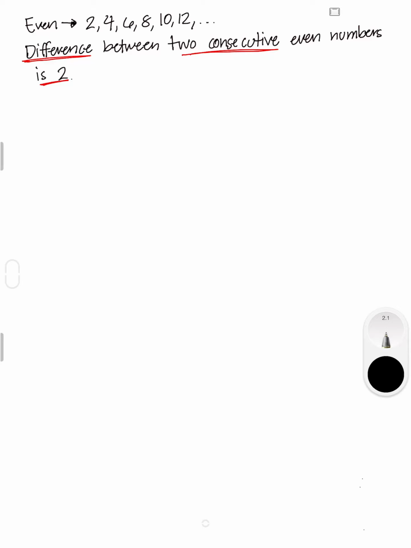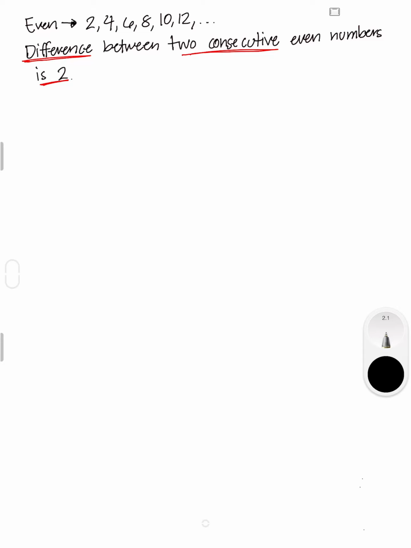from less than 2.4. And on this one, we have that the sum of two consecutive even integers is 16 less than 3 times the larger number. Find the integers.